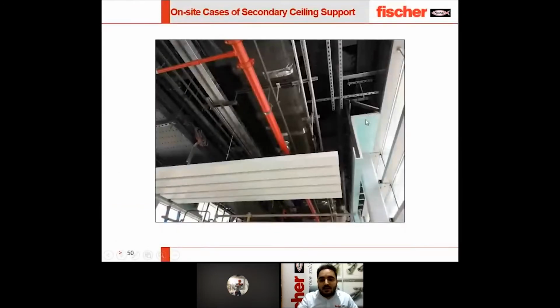This is what we discussed before. This is the beam, and this is the secondary beam, and this is after gypsum board cladding. And this is the false ceiling also, the baffle ceiling system here, using our secondary support system here.